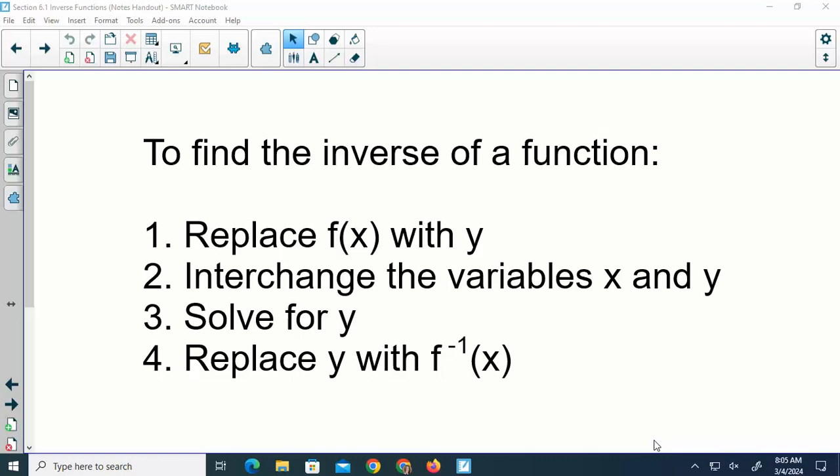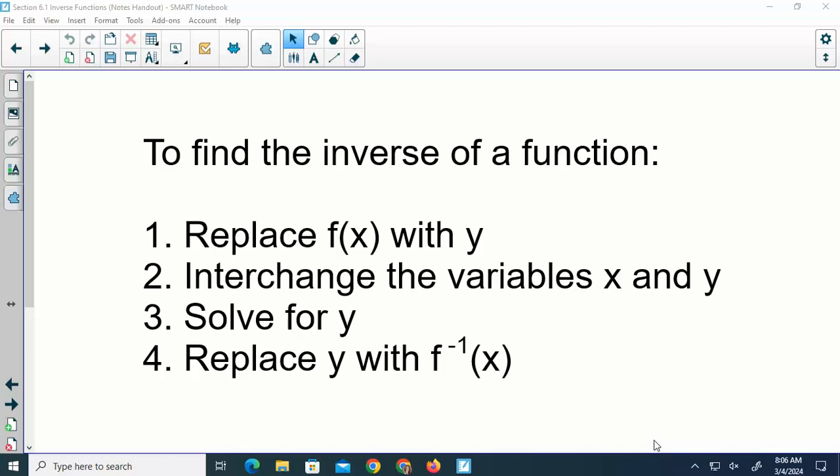First thing, if your original problem is written in function notation, you have to replace that f of x with a y. Then inverses flip x and y. So we will reverse our x and y values. So every x becomes a y, your y becomes an x. Then we have to turn it back into function form. So we'll solve for y, and then in notation, we replace that y with an f inverse of x.